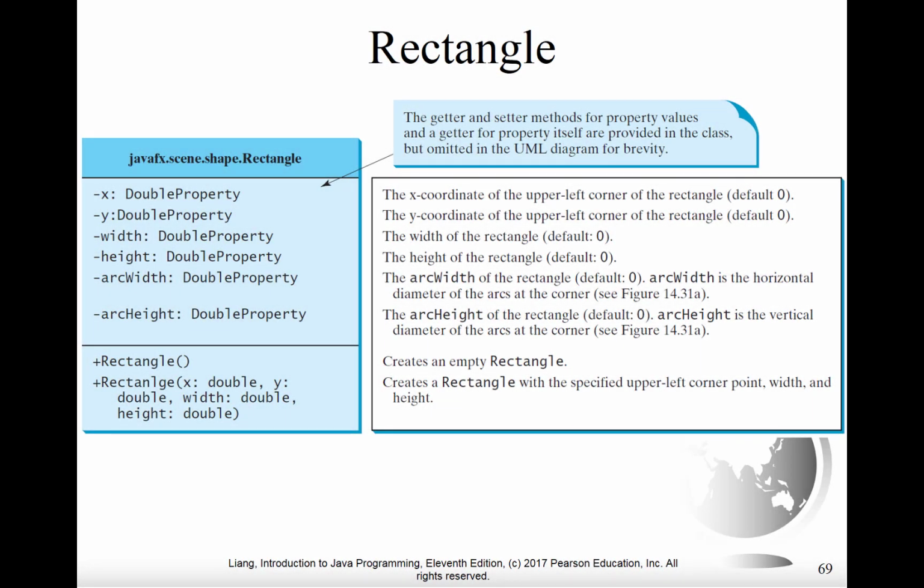In the UML diagram that you see here, it's noteworthy that the rectangle only has two constructors, one which creates an empty rectangle and the other in which you can specify the x and y coordinates and the width and height of your rectangle, but the only way you can specify the arc height and arc width is to use the setters that come with those data members.